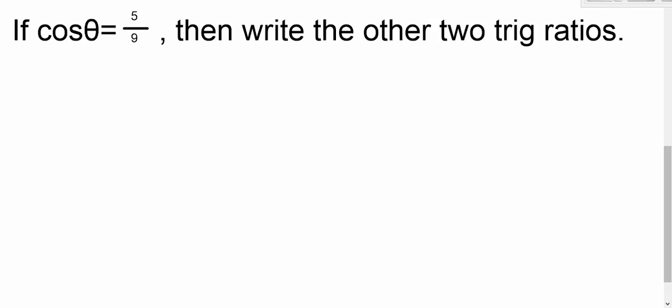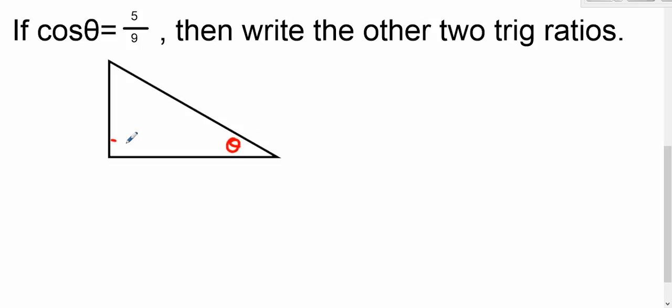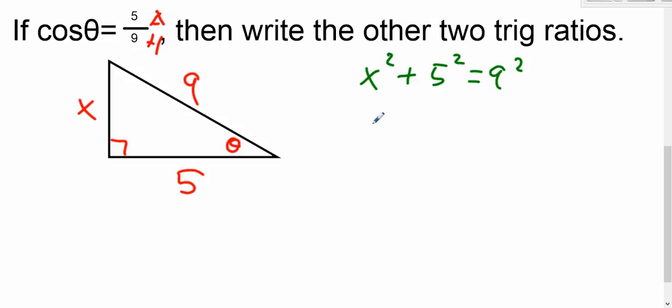So another example, very, very similar. This time they give us cosine, so that's adjacent and hypotenuse. So you fill those in where they go, and then you solve for the third side. So x squared plus 5 squared equals 9 squared. Subtract the 25 from 81, 56.